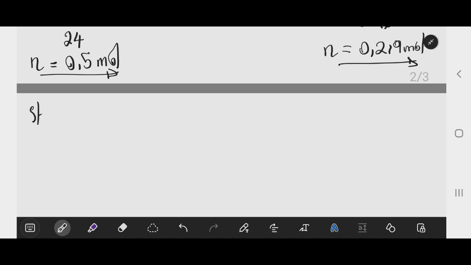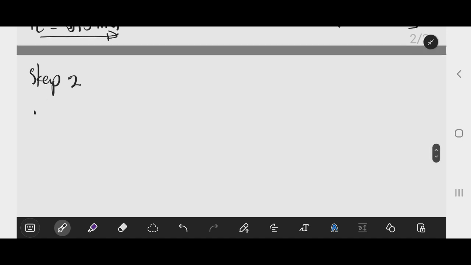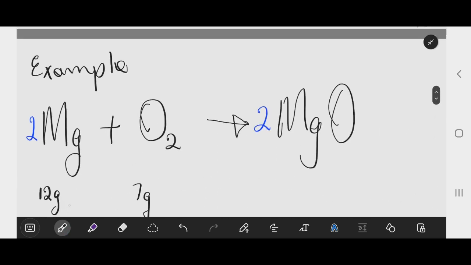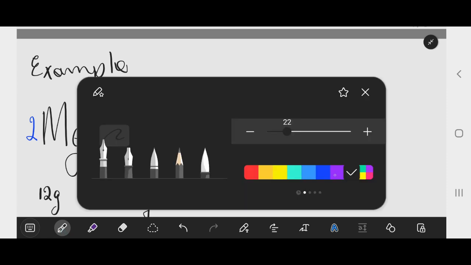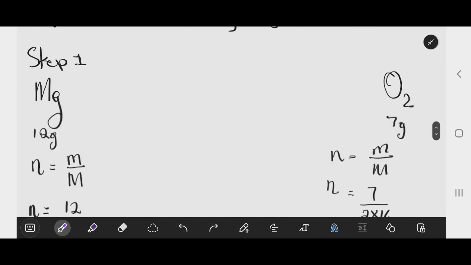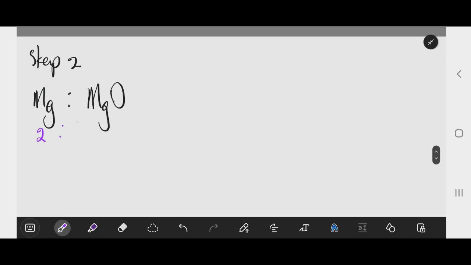So we want to use, that is step number 2, we want to use magnesium in order for us to check how much magnesium oxide we can get from that magnesium, right? So the ratio that we have is taken from the balancing numbers, right? So in this case we have 2 for magnesium and we have 2 for magnesium oxide, right? So that would be 2:2, which is the same as 1:1, right?